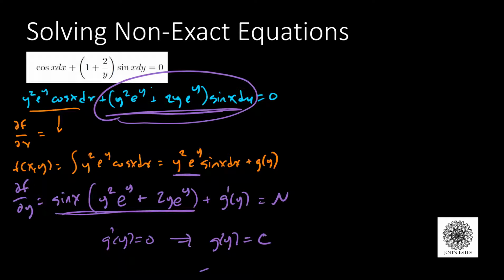So that means that my function, whose differential looks like this equation, is some function f of xy equals a constant, and that function is exactly what we found, y squared e to the y sine x equals C.